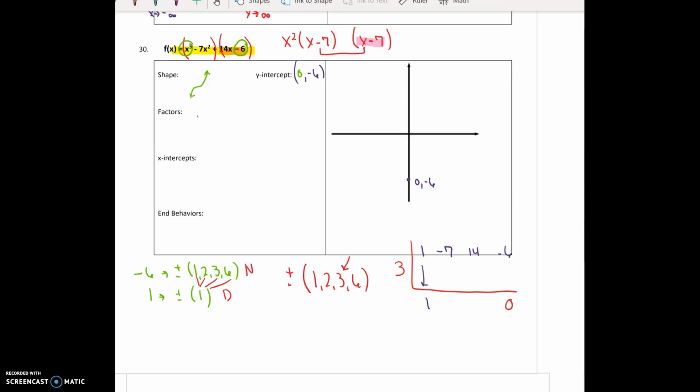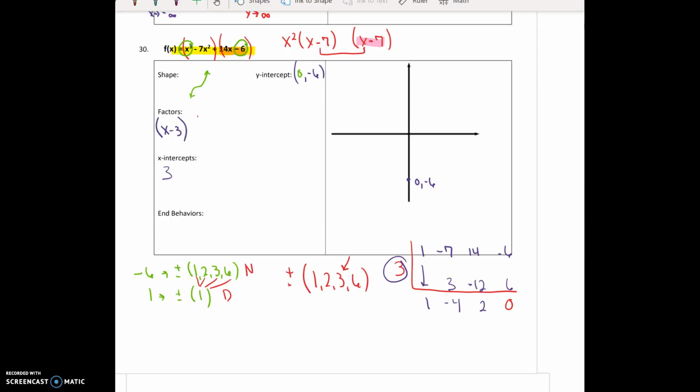So I'm going to bring the 1 down, and 1 times 3 is 3. Just add the next column up, multiply 3 and -4 and get -12, add this column up, and 3 and 2 is 6, and sure enough it works. So what's going to help me now is I already know one x-intercept. It's this 3. And the factor that would have gotten me there is x minus 3.